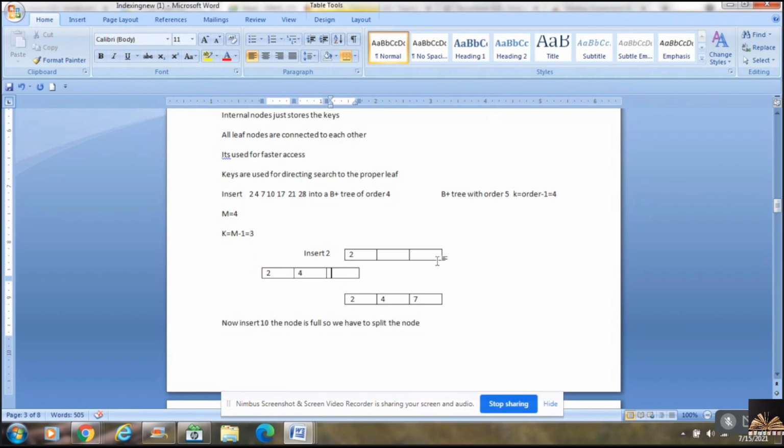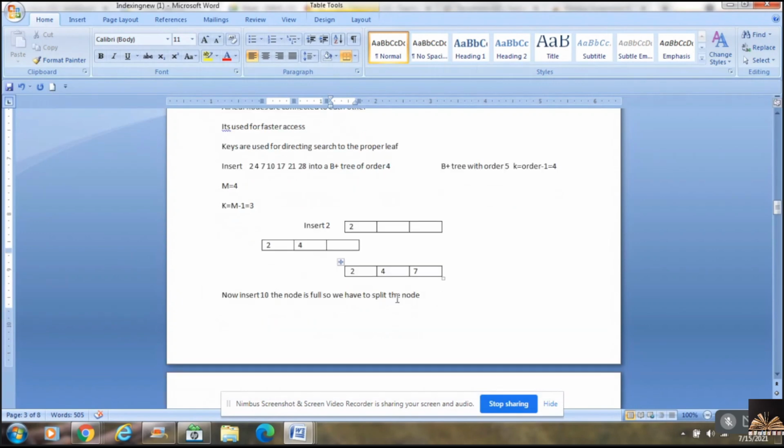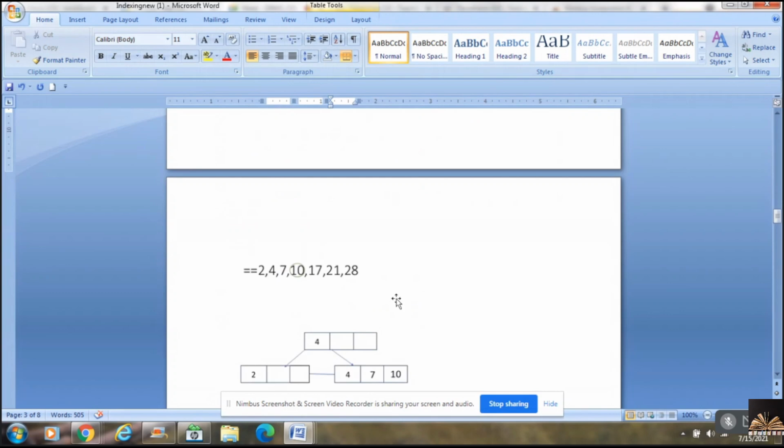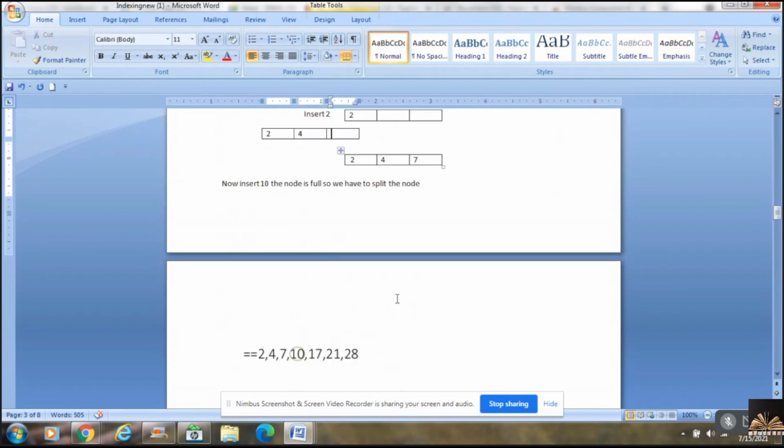Okay. Now I have to insert the value 10 into the B plus tree. Now, what is the problem here? This position is full. Now what do I have to do? Try to see here. Since this position is full, I have to split the node.